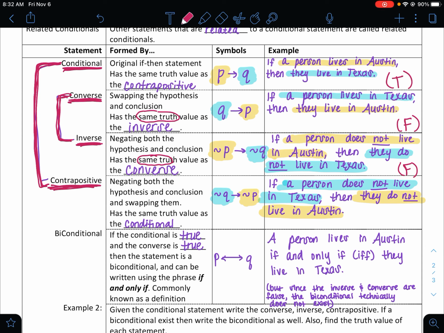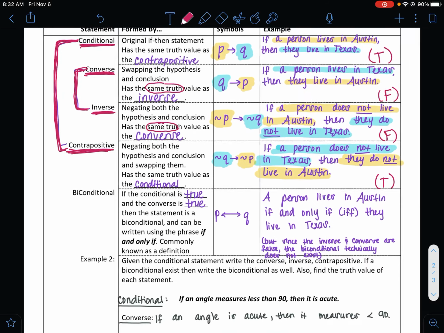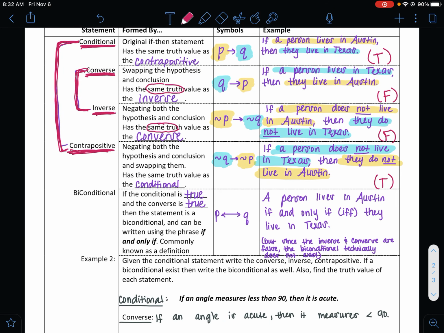However, if a person does not live in Texas, then they do not live in Austin. That's also true. And again, we're doing this assuming that Austin, Texas is the only Austin in the world. So yes, if one is true, then they're both true. If one is false, then they're both false.